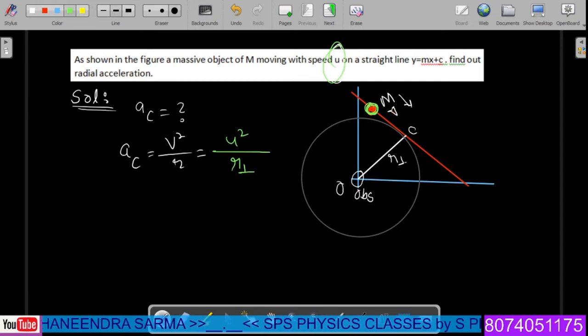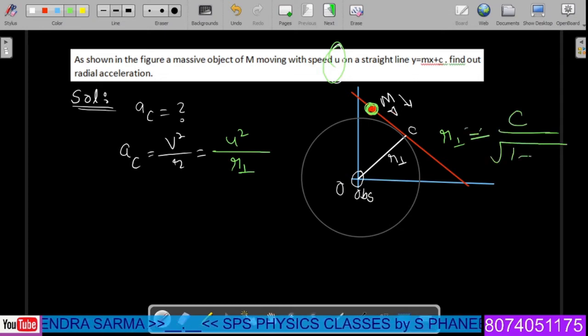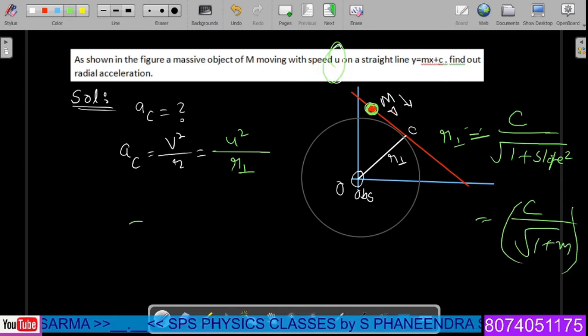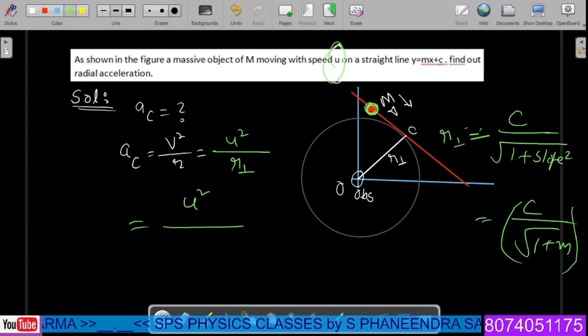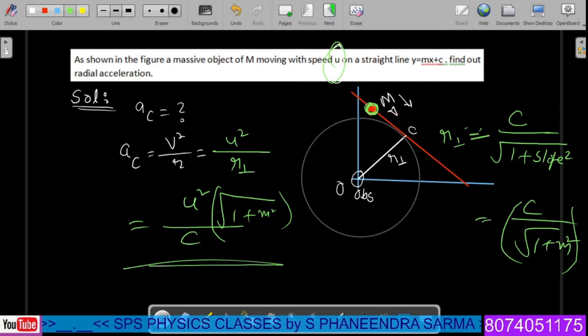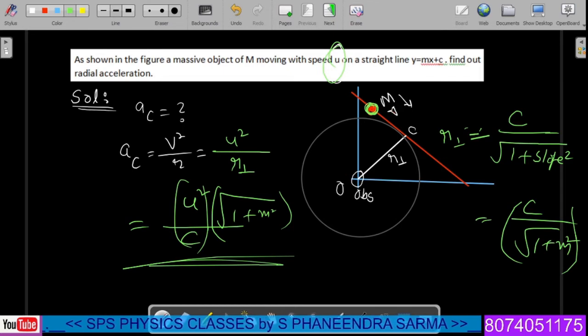How do we find the perpendicular distance from O to C? There is a direct formula: the perpendicular distance is equal to c by root of 1 plus slope square, where the slope is small m. Substituting the value of r perpendicular in the given problem, you can write u square by c, with the denominator going to the numerator, root of 1 plus m square. So this is going to be the right answer for the determination of centripetal or radial acceleration.